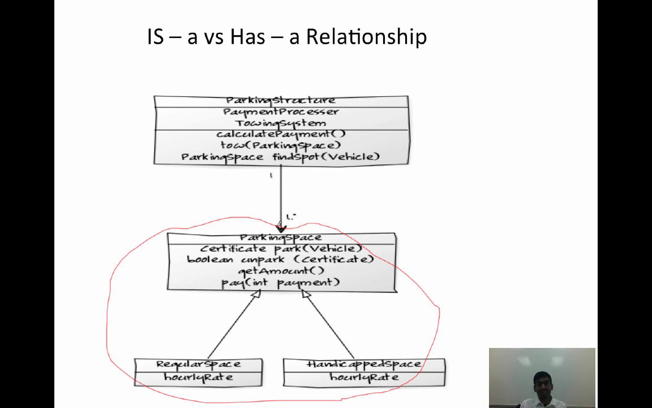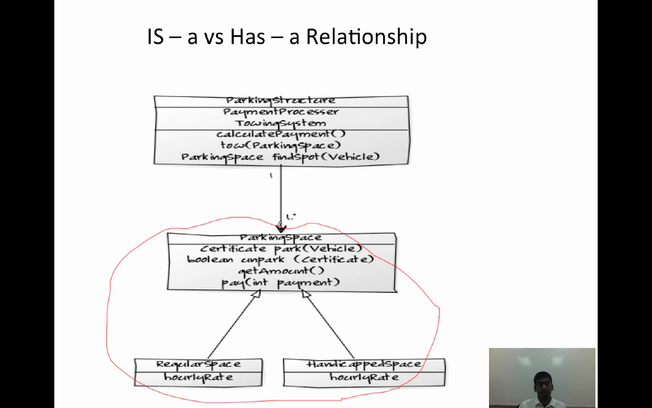But how about parking structure and a parking space? A parking space is not a subtype of parking structure. Rather, a parking structure contains parking spaces. So when a class just contains a reference to another class, we use a relationship type called has a relationship, because it has a reference. And typically such classes are not subtypes of each other. For example, parking structure is not a subtype of a parking space. Parking structure just has a reference to parking space, so it could pass some messages to parking space. It could invoke some behaviors on parking space.